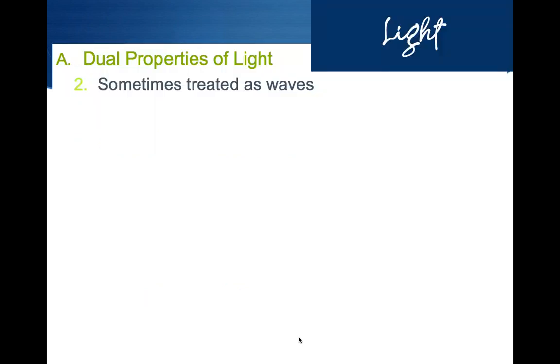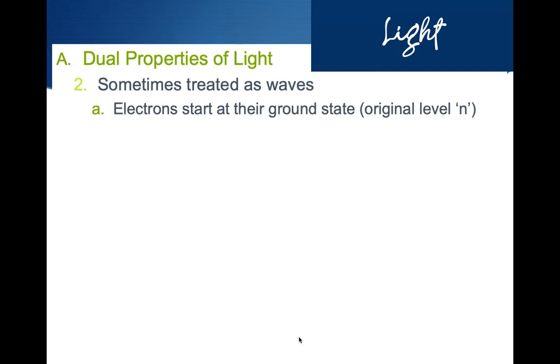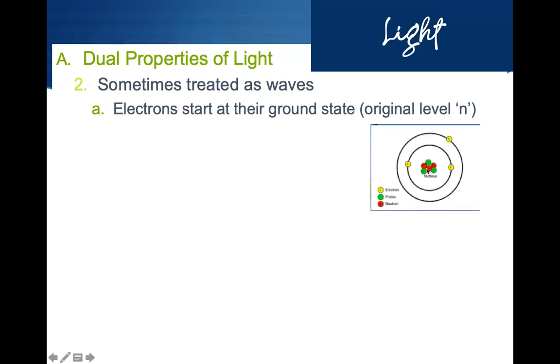Let's get that into waves then. So we know that electrons are in orbit around the nucleus, and they start at their ground state, which is like their original energy level. So if you think of this as your nucleus and these are the energy levels where electrons can be, they start at what's known as their ground state. These 2 electrons are in their ground state. This one electron is in its ground state. That's where they start.